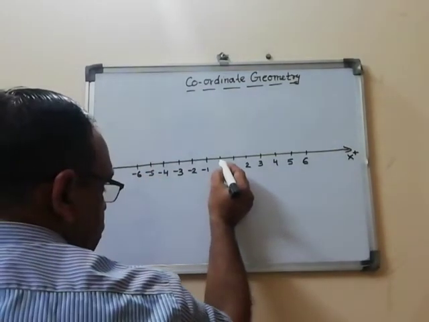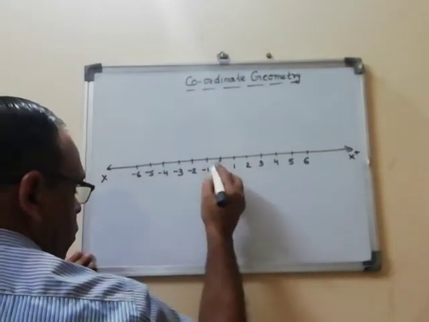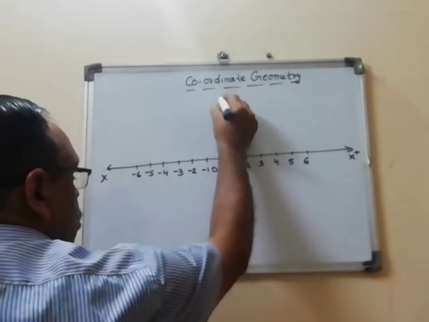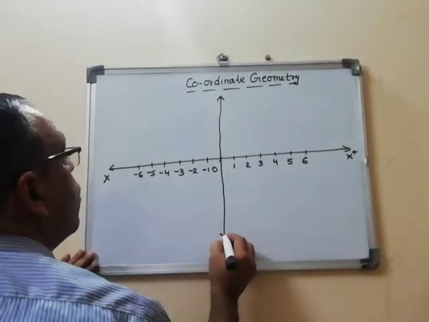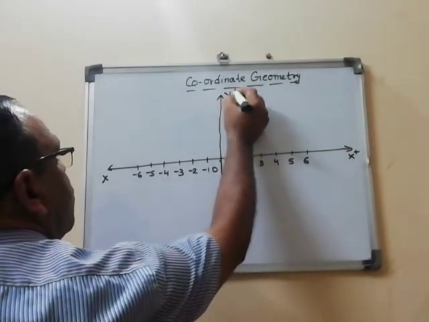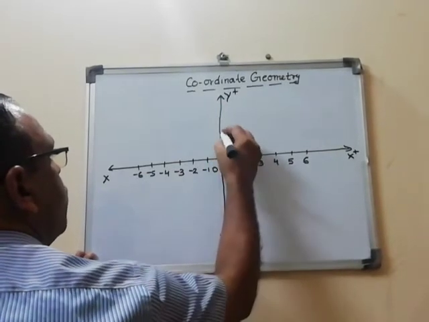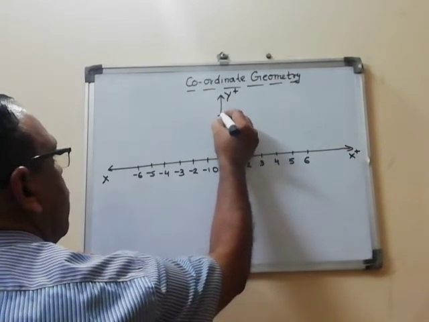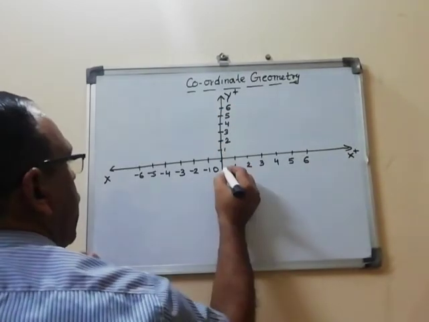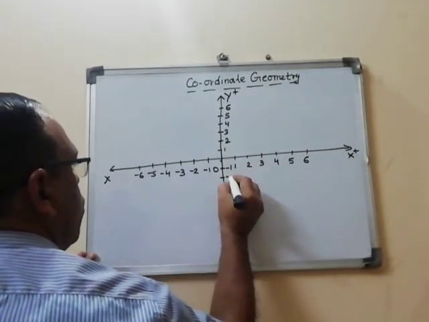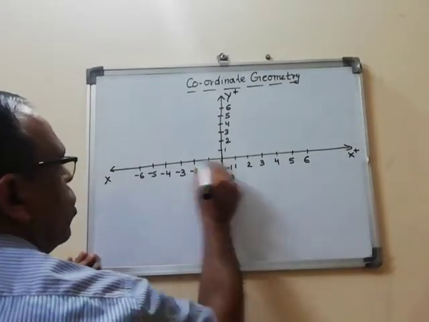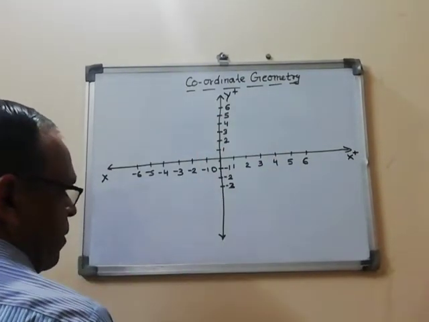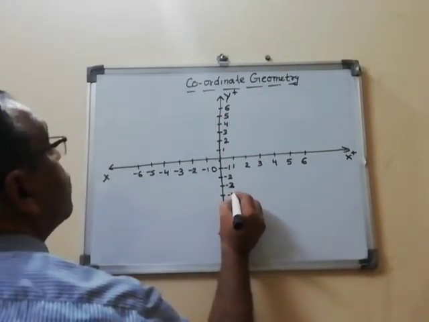You have to start from 0. If this we have converted into two variables, that means x-axis and y-axis. At the upper portion or upward, you can see that positive values are there, and below, just below the x-axis. The horizontal line is called x-axis, the vertical line is called y-axis.